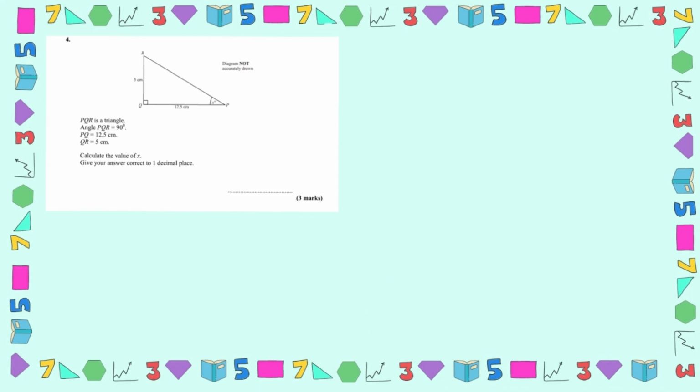PQR is a triangle. Angle PQR is 90 degrees. P to Q is 12.5 centimeters and Q to R is 5 centimeters. Calculate the value of X. In this case, we've got two given lengths, but we're not calculating a length, we're calculating an angle. So that means we're going to use trigonometry.